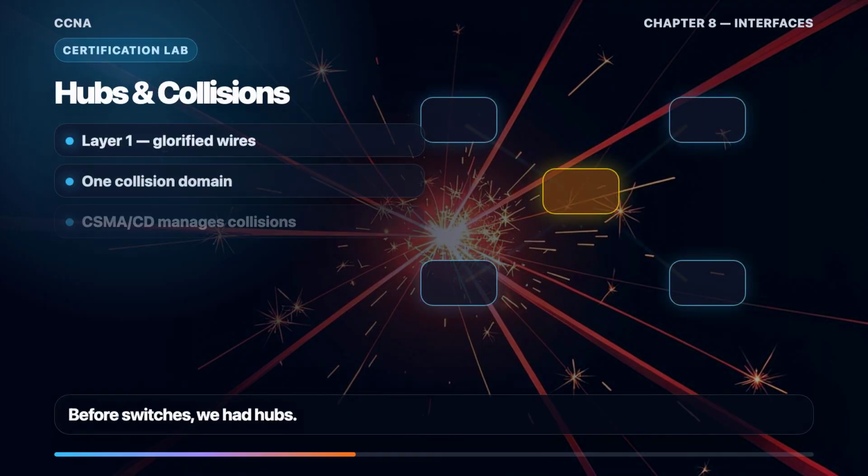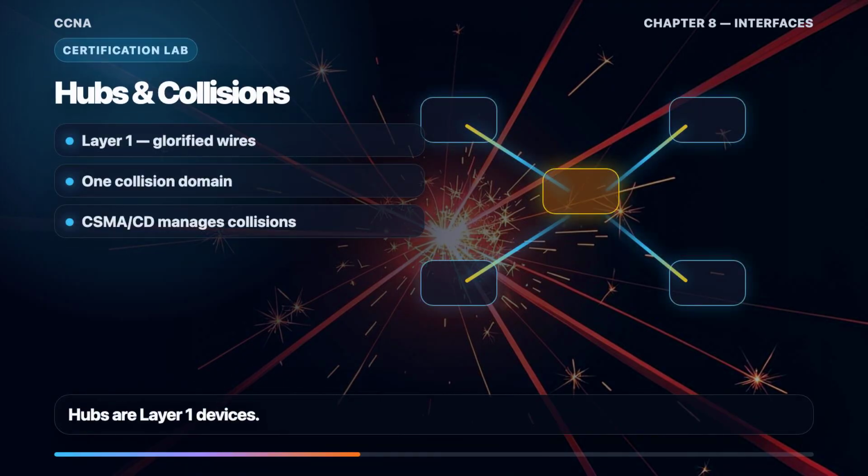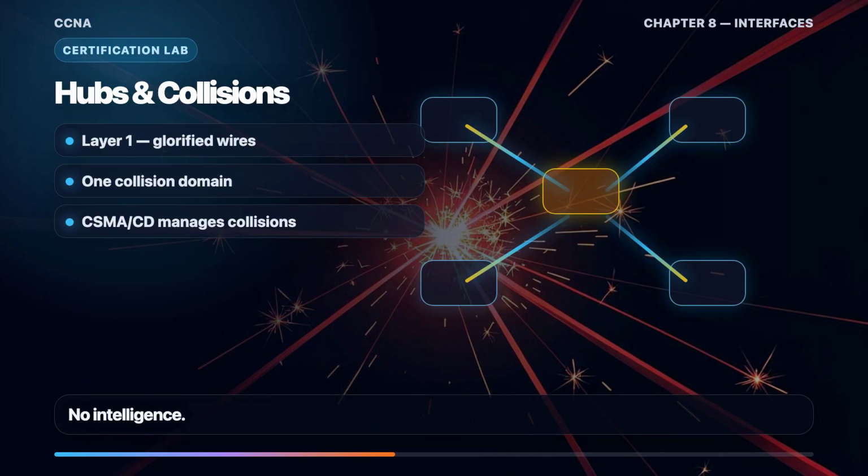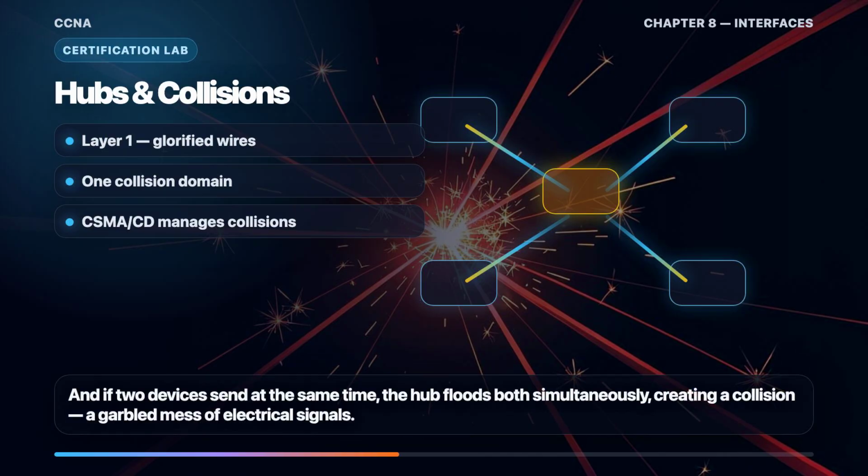Before switches, we had hubs. Hubs are layer 1 devices. They are glorified wires. When a hub receives a signal on one port, it repeats it out of every other port. Every device in the LAN receives every frame. No memory, no intelligence. And if 2 devices send at the same time, the hub floods both simultaneously, creating a collision, a garbled mess of electrical signals.